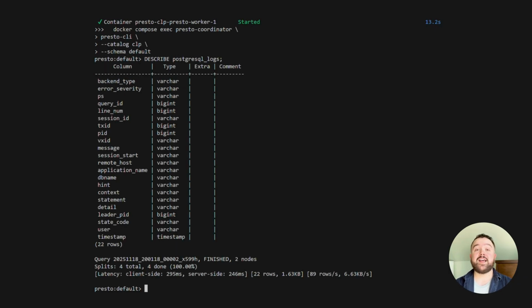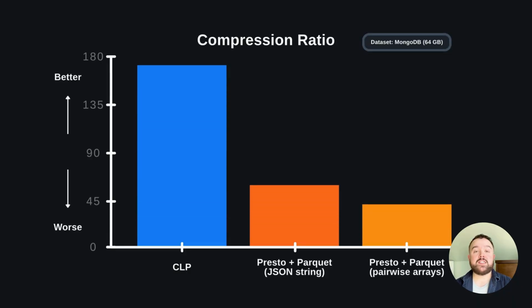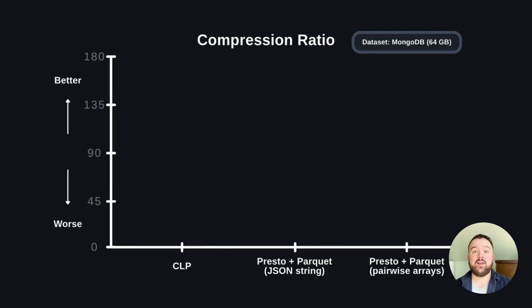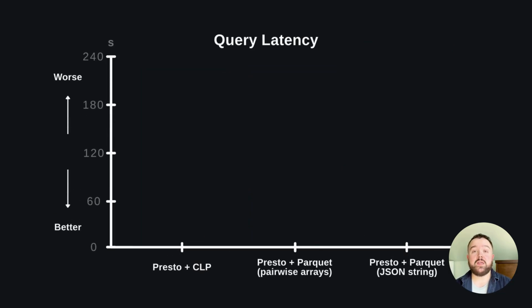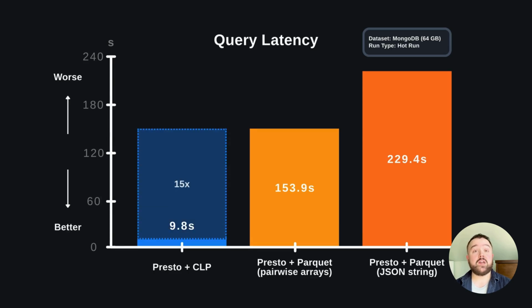Before you go, let's have a look at some benchmark results to see how Presto plus CLP measures up to Presto plus Parquet. We found that compression with CLP allows for a compression ratio that's almost 3 times better than storing in Parquet. In addition, using Presto with CLP improves query latency by at least 15 times and up to 23 times when compared to using Presto with Parquet.